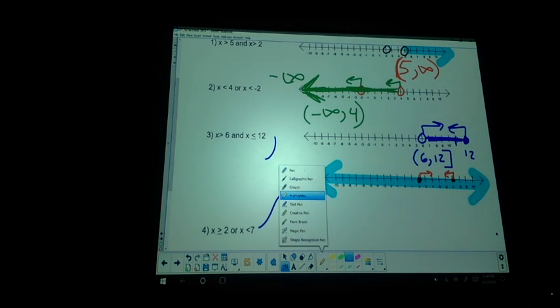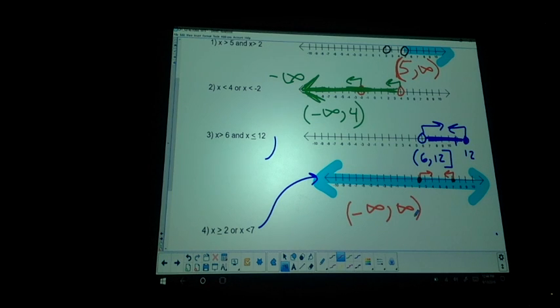Anyone want to take a shot at what we include? Infinity, perfect. It's everything. Everything works. The reason everything works is the or statement. Okay? We good?